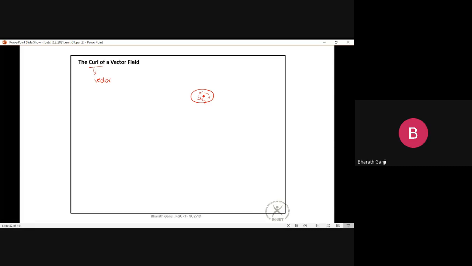So the curl always is a vector, whereas the divergence is a scalar. So that is the reason behind choosing a vector for measurement of rotation. So here, see how we identify curl: this curl is basically defined as a vector like this.